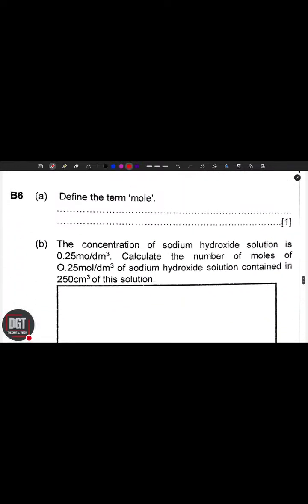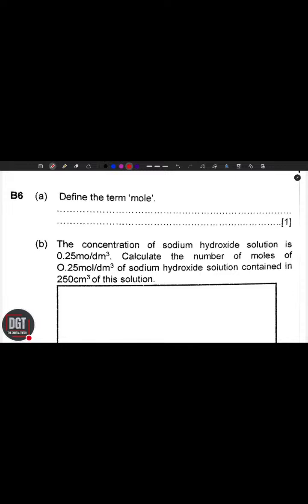So the other question that we are answering here came in 2023, I think, GCE. What is a mole? Let me hear from you. What is a mole?